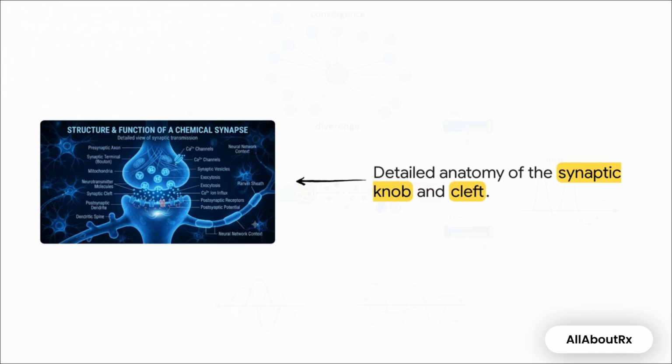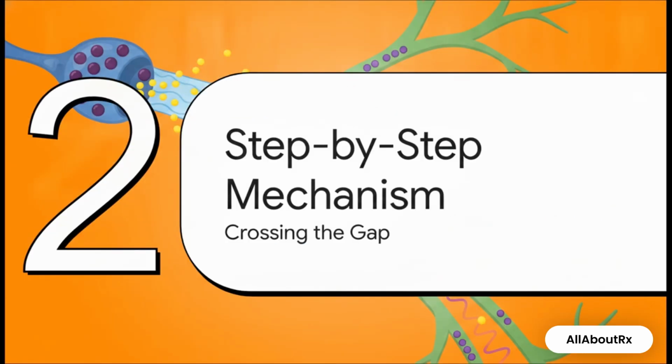Now, here's an absolutely crucial detail. This cleft is a fluid-filled gap. It is physically too wide to allow an electrical current to just jump across. So, communication across this microscopic chasm has to shift from being strictly electrical to chemical. Section 2. The step-by-step mechanism of transmission.